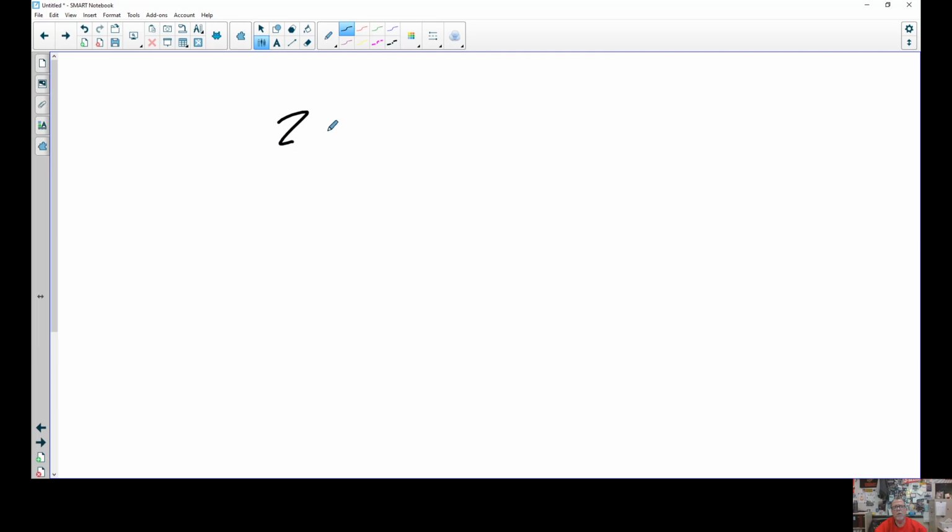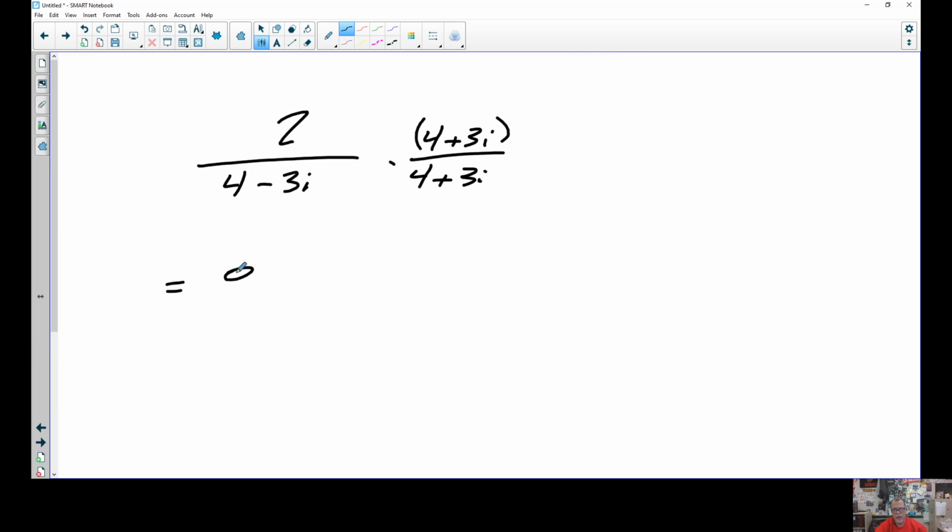Let's do one more. Let's do 2 over 4 minus 3i. Okay, so now, again, we're simplifying. We got an i in the denominator. Don't like it, don't want it, got to get rid of it. So the way we get rid of it is multiply by the conjugate. So again, because this has 2 terms here, we're going to do 4 plus 3i, and we have to do that top and bottom. And when we do that, we get on top, we're going to distribute. So we get 8 plus 6i.